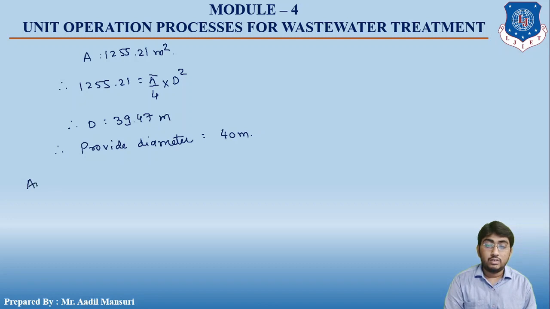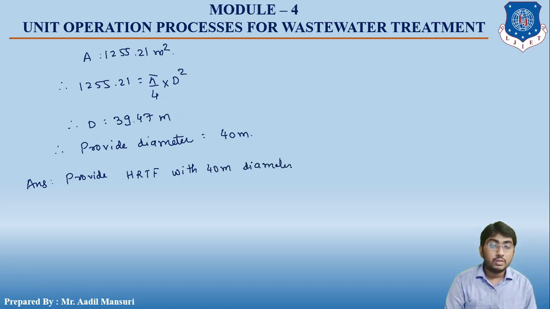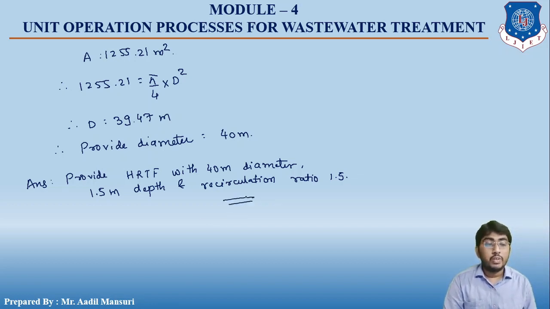So final answer is that provide a HRTF with 40 meter diameter, 1.5 meter depth and recirculation ratio 1.5. So here we complete our numerical for high rate trickling filter. I hope you must have understood.